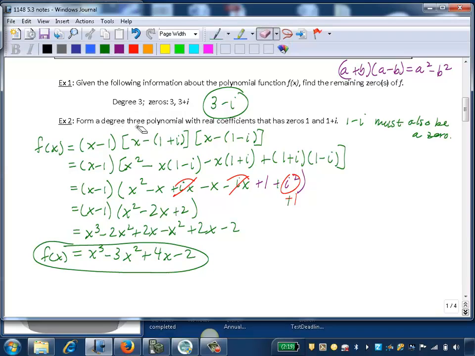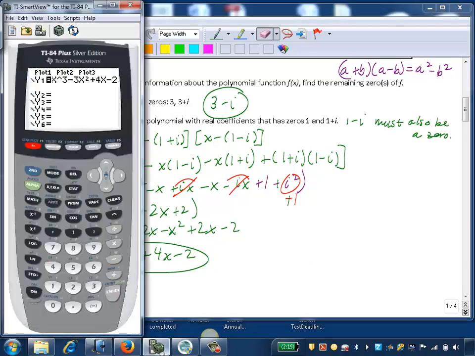So we do have a degree 3 polynomial with real coefficients. Now we can take a look at the graph. If we enter our function in here, x cubed minus 3x squared plus 4x minus 2, on a standard viewing window, zoom 6, we can see one x-intercept, which makes sense because one of our zeros is real, but the other two are imaginary. So like it sounds, imaginary zeros have no graphical significance. You can kind of think of it like, you can't see them on the graph because they're not real, because they're imaginary. So the only ones we can see are the real ones.